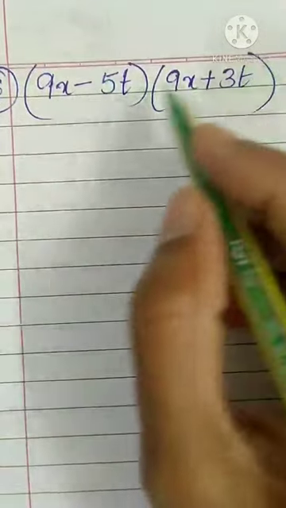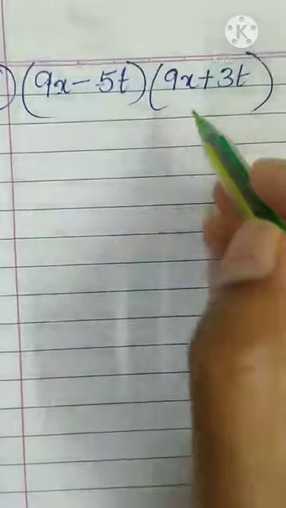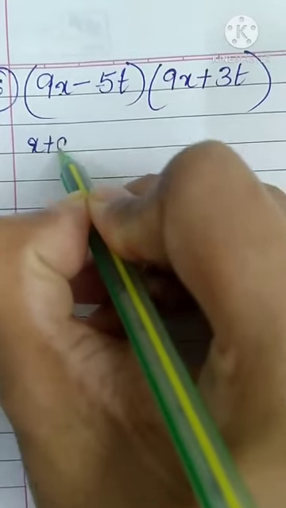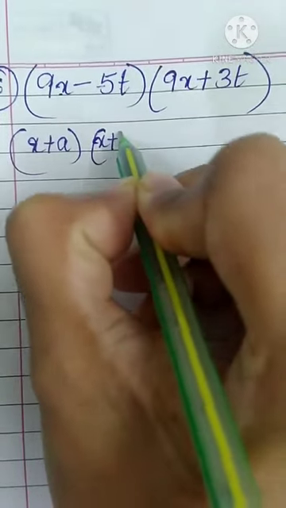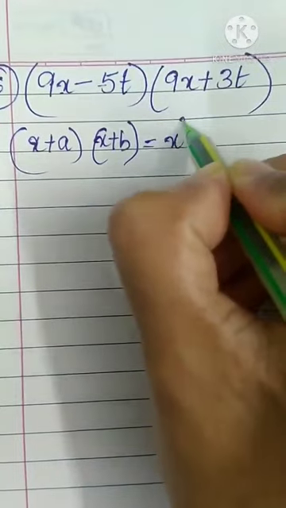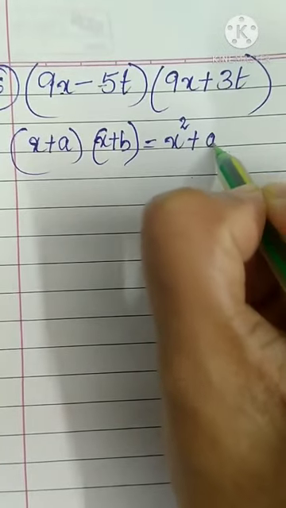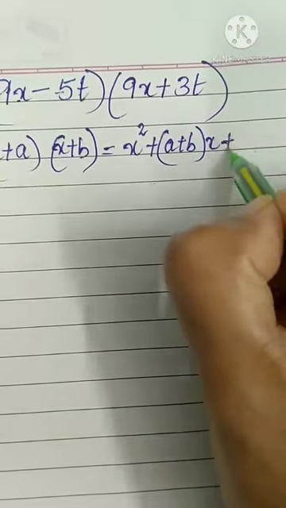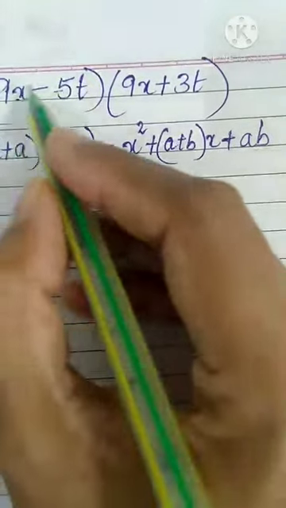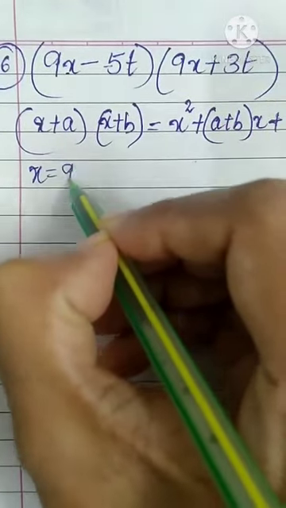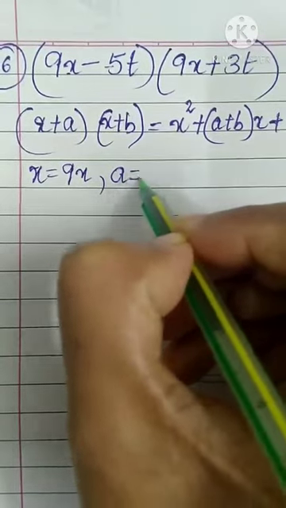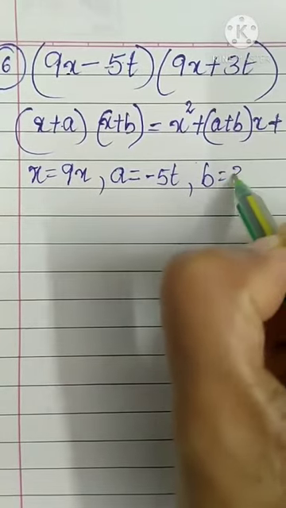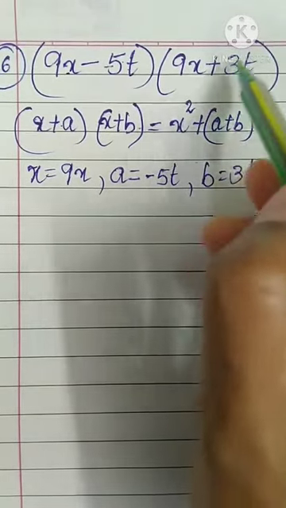Now we have the sixth sum this way. 9x minus 5t, 9x plus 3t. So let's write the formula. x plus a, x plus b. In the exam you have to write the formula. So always make it a habit. x square plus a plus b x plus ab. Compare. X is 9x. A is, you have to take the sign also, minus 5t. B is 3t. Okay. B is 3t.